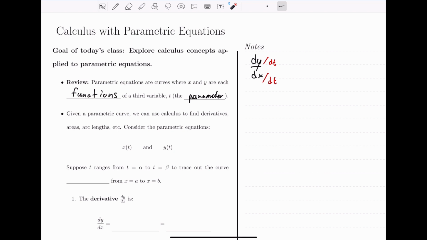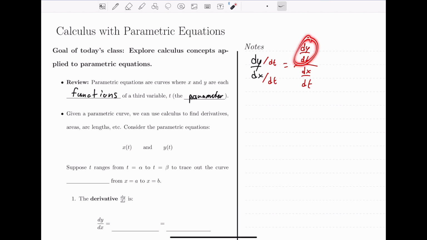I'm being a little bit sloppy with the notation here. Technically speaking, we should be more rigorous to really prove this. This is a bit hand-wavy, but it will give us a good intuitive idea of what's going on. So we have dy/dt divided by dx/dt.